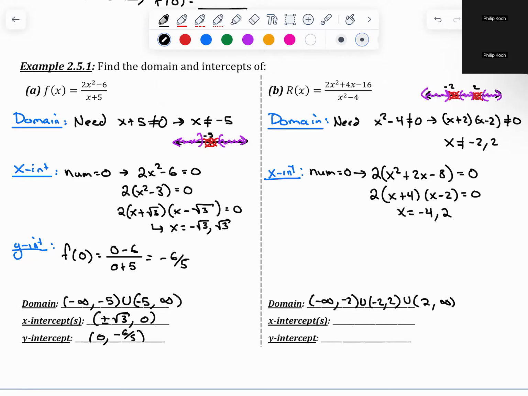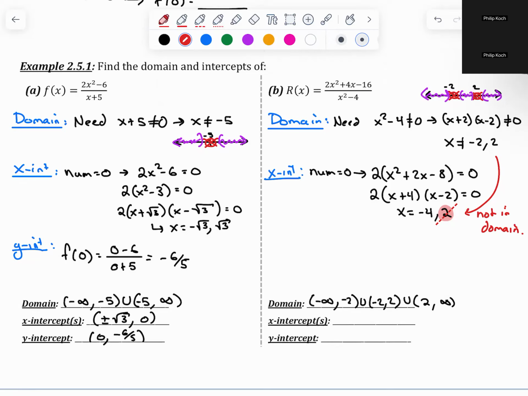Why is John Doe student going to get marked off 1 point? Because it can't be 2. So I'm going to highlight this one and cross it out. This is not in the domain. Two is not part of the domain of the function. It's going to be a problem for this one. If you plug in 2, you're going to get 0 in the numerator and 0 in the denominator. That means that it's indeterminate.